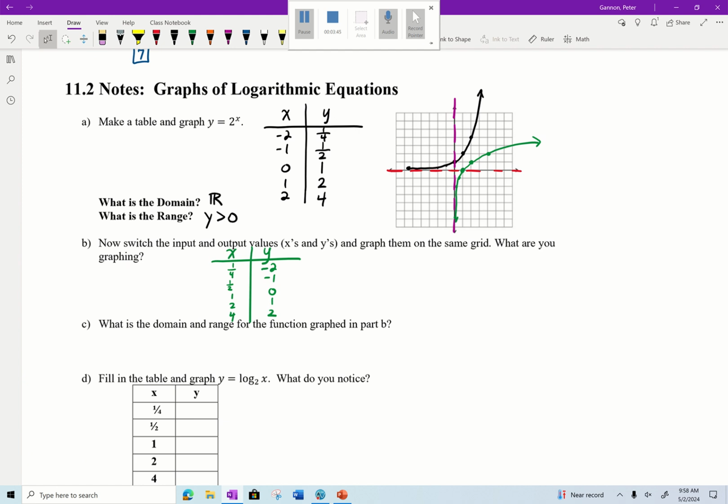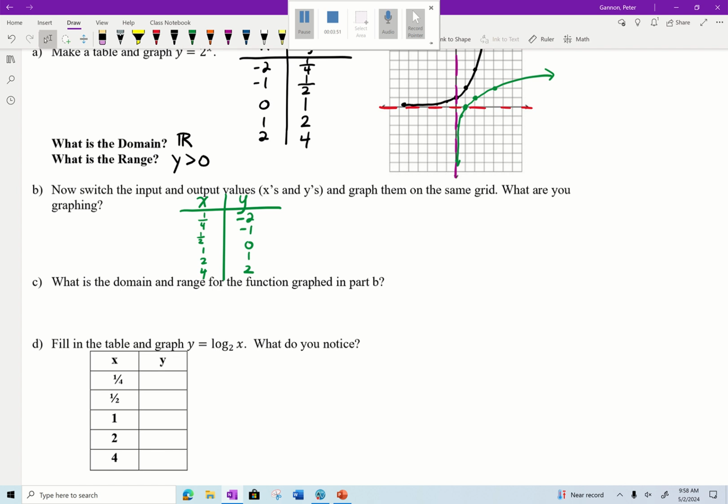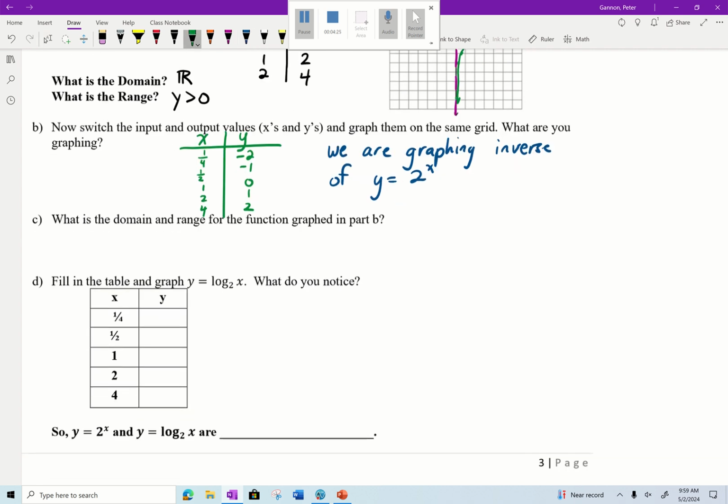All right, now it says, what are you graphing? Well, if we can think back to, I believe it was chapter 8, what switches x and y values are the inverse. So in this case, when it says, what are you graphing? All right, we are graphing the inverse of y equals 2 to the power x. Okay, and if you think back to what we talked about before, the inverse of exponentials are logarithms if they have the same base.